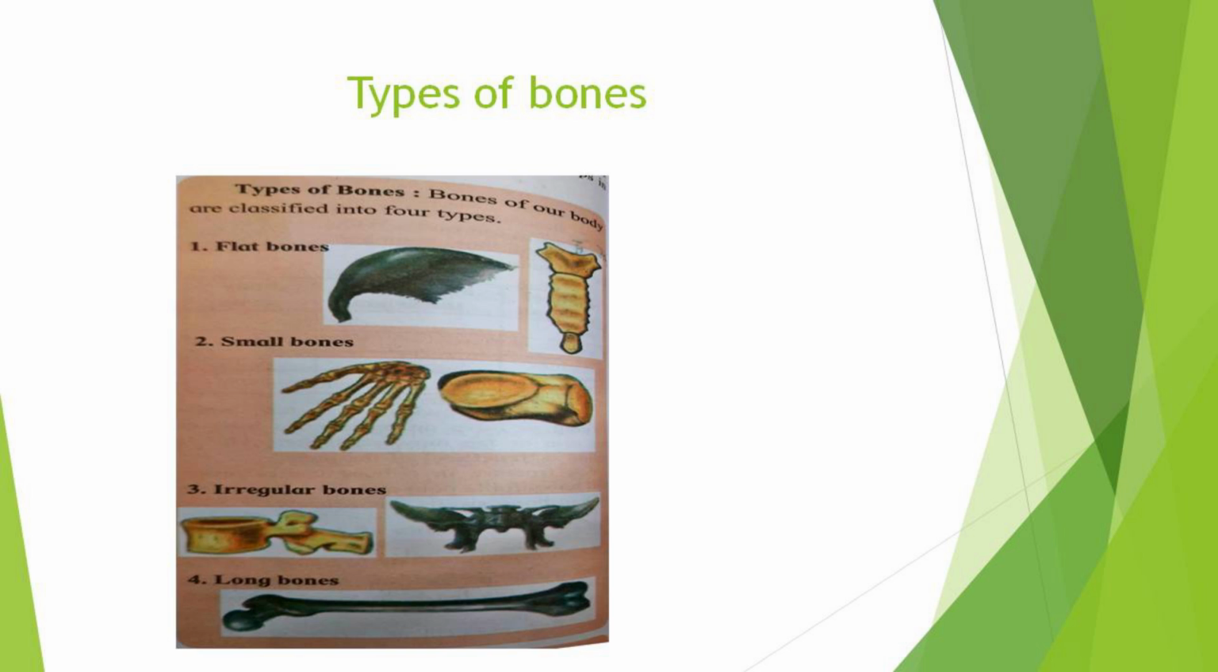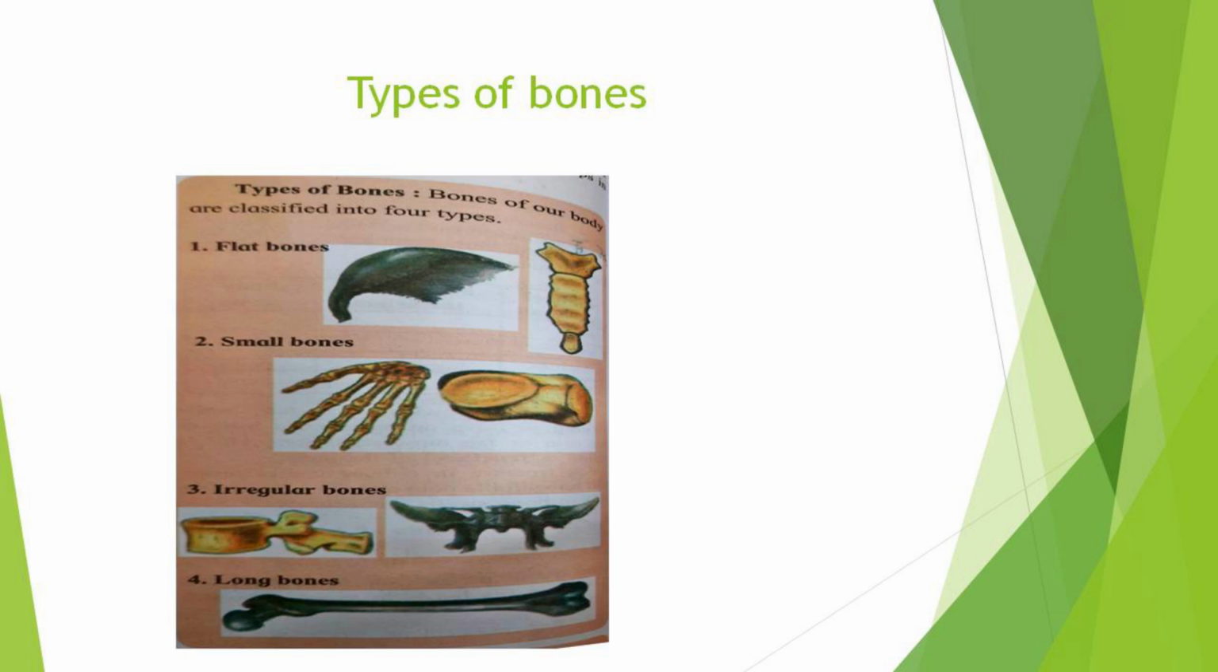Then you have irregular bones. These bones are found in your vertebral column, in your vertebrae. It is also in the pelvis, and they often have fairly complex shape, irregular bones, and they are also found in the spinal cord and in the pelvic region.